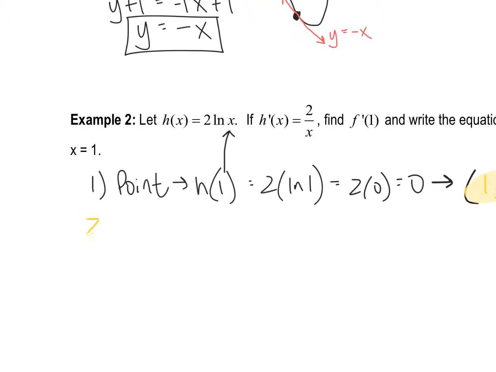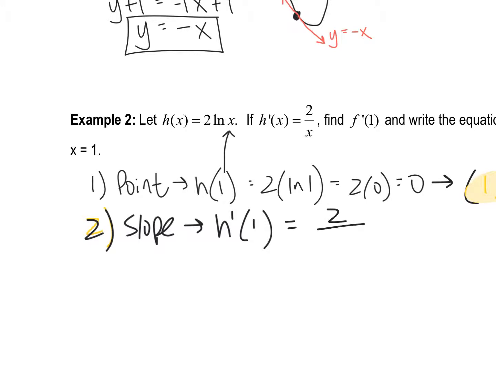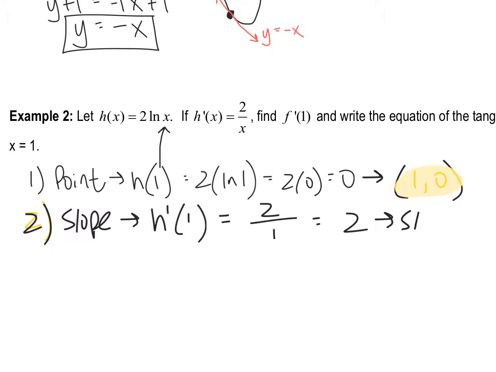Okay, step 2 is to find the slope. And that means find h prime of 1 and pay really close attention. This is h prime. This is regular h. This is h prime right here. Okay, so what I'm going to do is I'm going to plug in the 1 to h prime of x. That gives me 2. That is my slope.